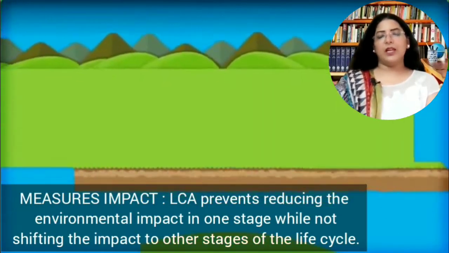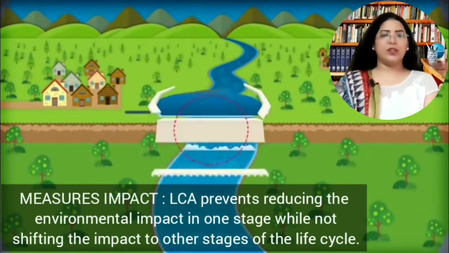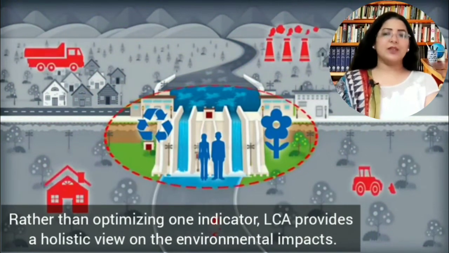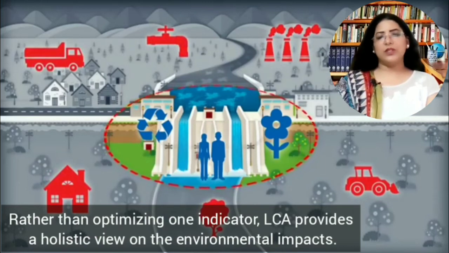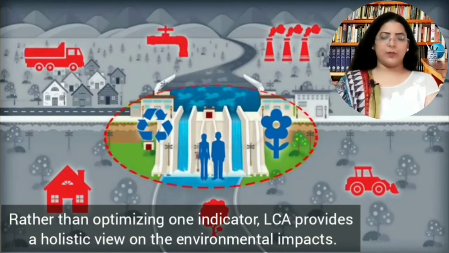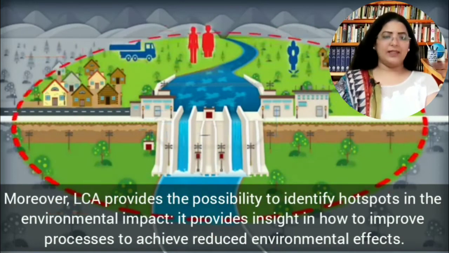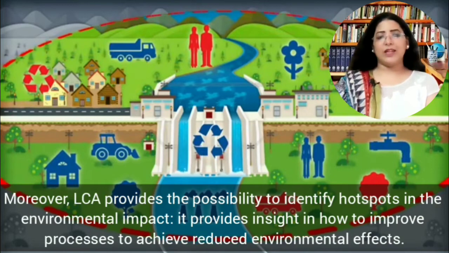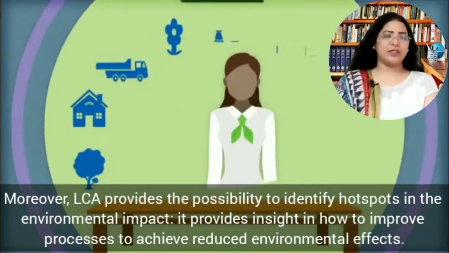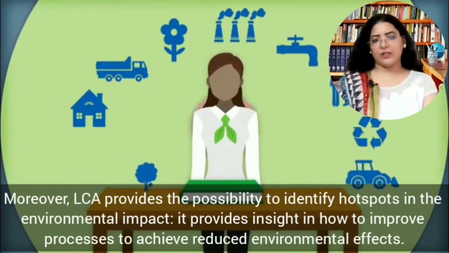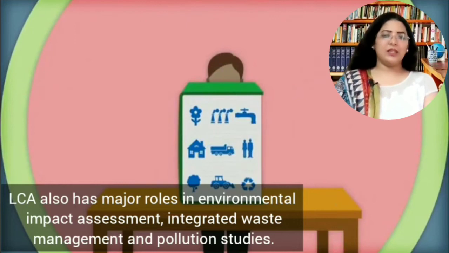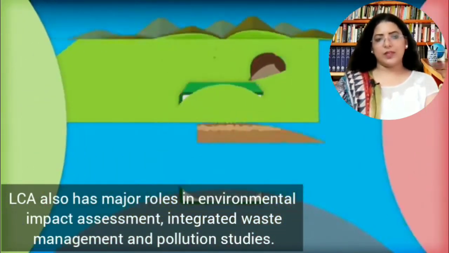Measures impact. Life cycle assessment prevents reducing the environmental impact in one stage while shifting the impact to the other stages of the life cycle. Rather than optimizing one indicator, LCA provides a holistic view on the environmental impacts. Moreover, LCA provides the possibility to identify hotspots in the environmental impact. It provides insights in how to improve the processes to achieve reduced environmental effect. LCA thus plays major role in environmental impact assessment, integrated waste management, and pollution studies.